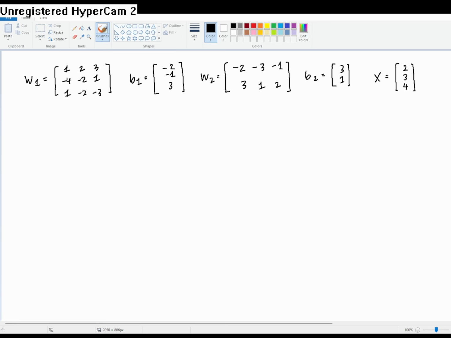Today we're going to be doing a forward pass and back propagation of a two-layer sigmoid activated neural network. That's right, our learning is going to get deep today. So we're going to begin over here with the forward pass. The forward pass is pretty straightforward.